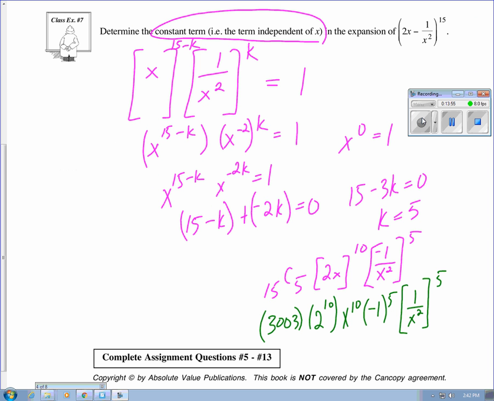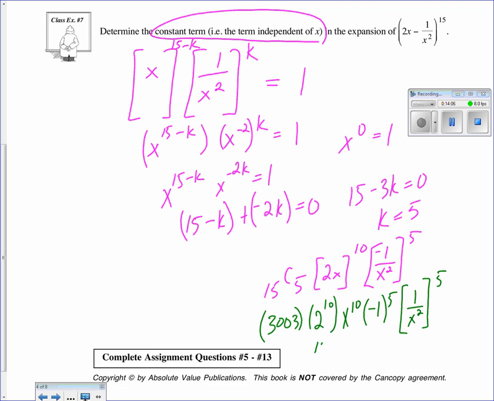Hopefully you can see that the x's cancel. I generate an x to the 10 in the numerator and an x to the 10 in the denominator. 2 to the 10 is 1024. -1 to the 5 is -1. This all goes away eventually, and I have my 3003. So 1024 times 3003 times -1 is a really large number, -3,075,072.